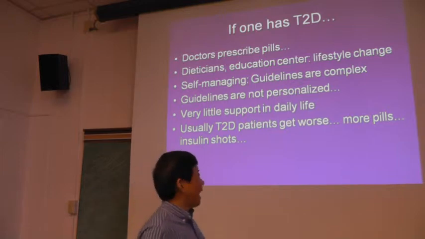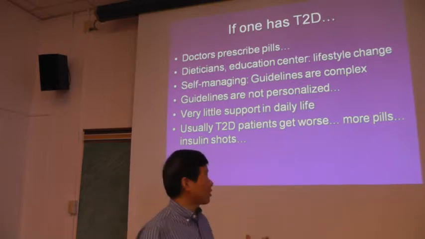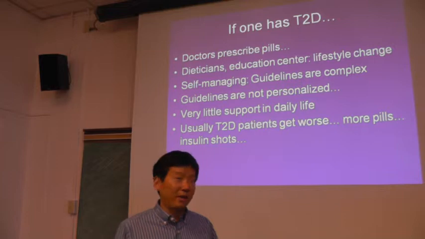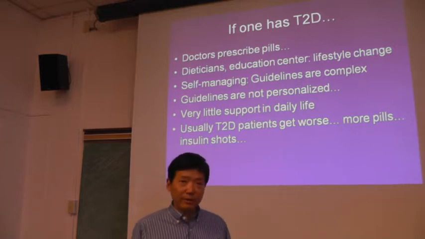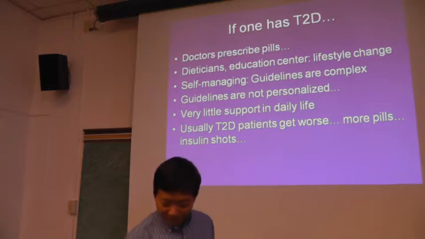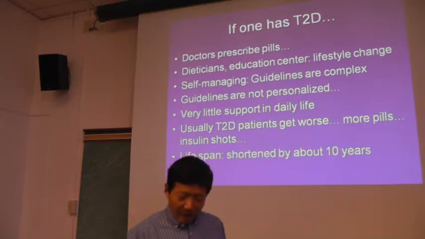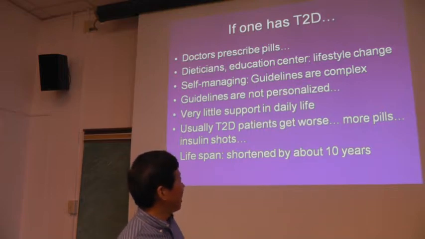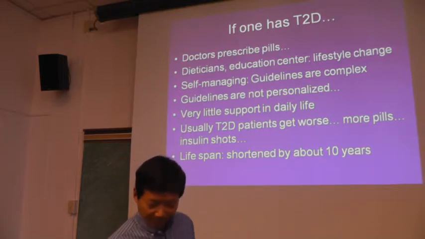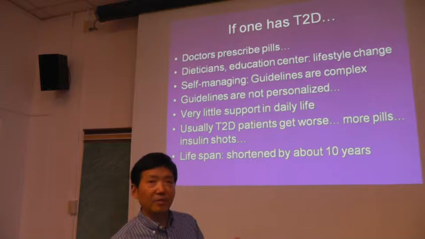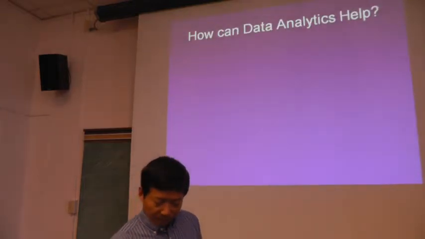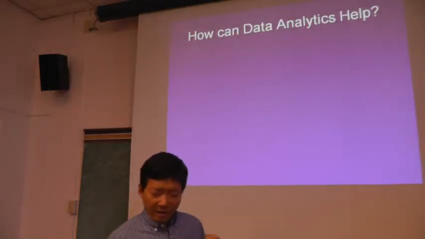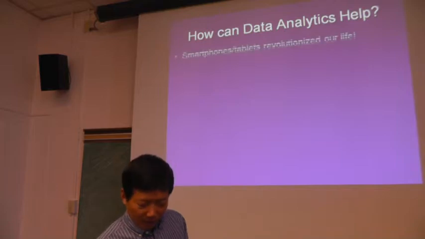So usually diabetes patients get worse over the months and years, and they usually will need more pills, and then eventually they will probably need insulin. And the lifespan of diabetes patients will be shortened by 5 to 10 years, and it costs Canadians billions of dollars. So how can data analytics help here?